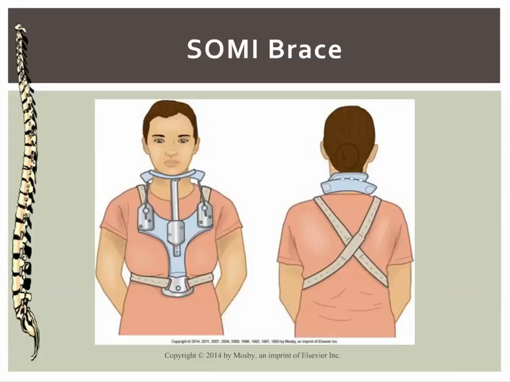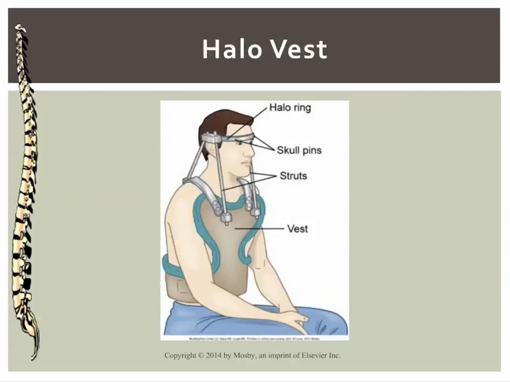A SOMI brace is used after cervical fusion and other stabilization surgery. It's a hard cervical collar, or sternal occipital mandibular immobilizer brace, SOMI. In a stable injury for which surgery is not done, a halo fixation apparatus may be applied. The halo is the most frequently used method of stabilizing cervical injuries.